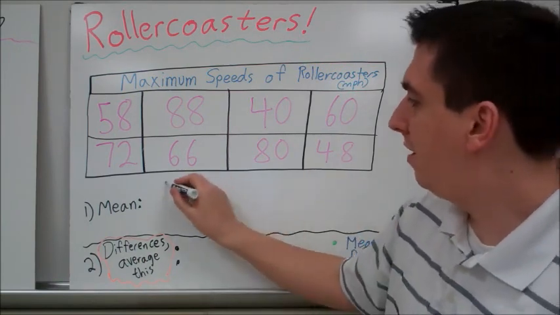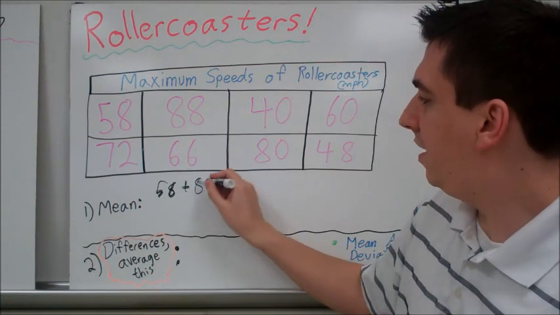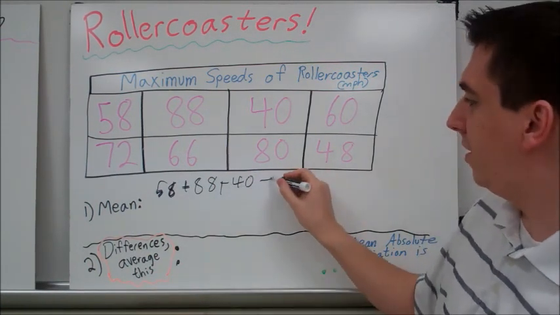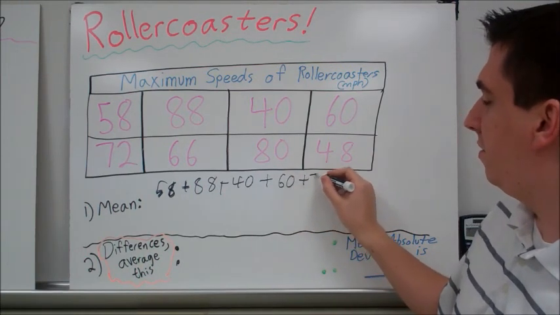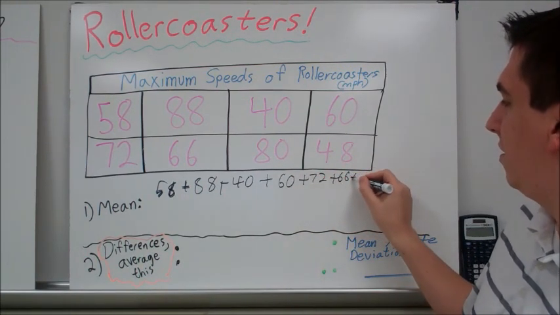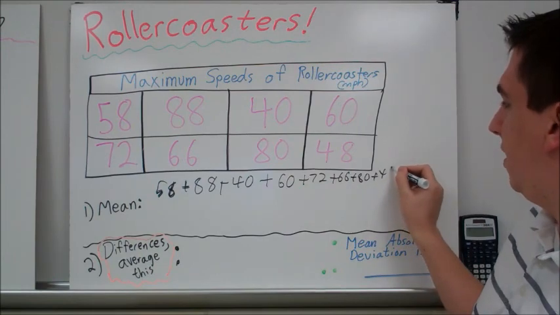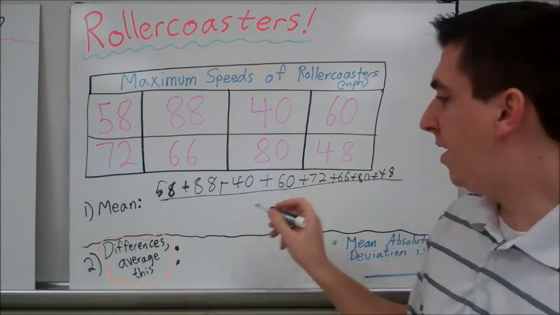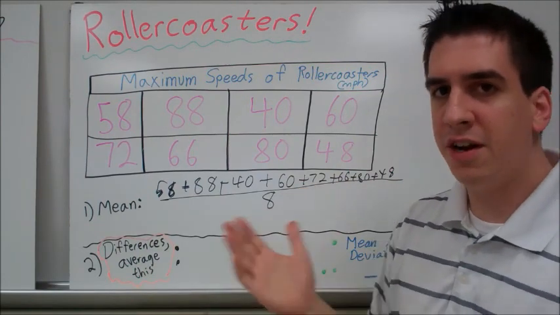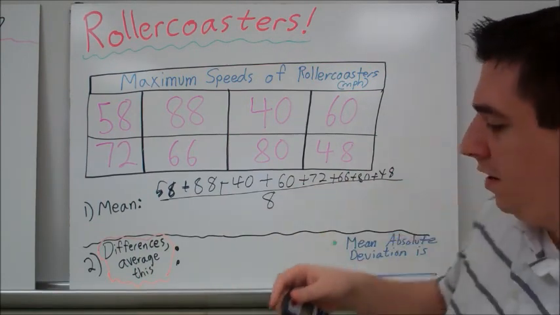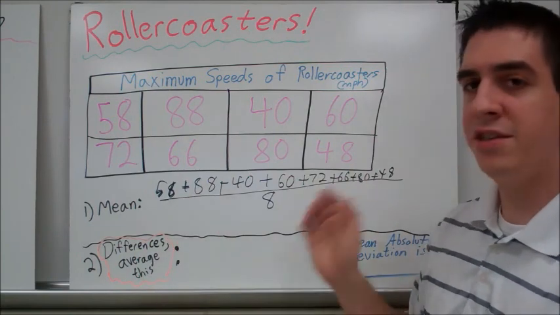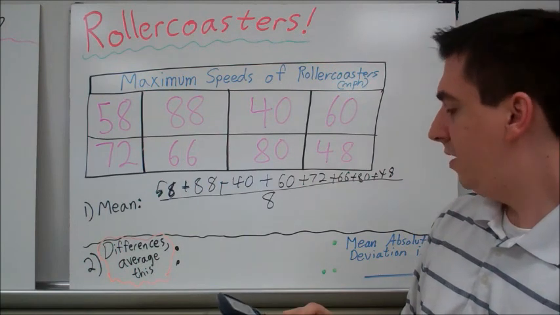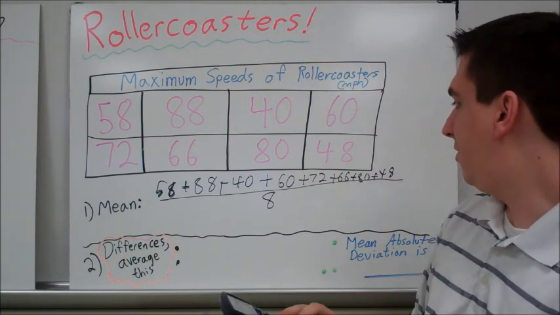So we're going to add 58 plus 88 plus 40. Remember, we don't have to write these in numerical order like the median. Plus 60, plus 72, plus 66, plus 80, and plus 48. Divide that by 8. You might notice that I have a calculator right next to me. I am a math teacher, but there's no reason to add up all these numbers in our head. So let's just put that in our calculator, and then we'll find our average.